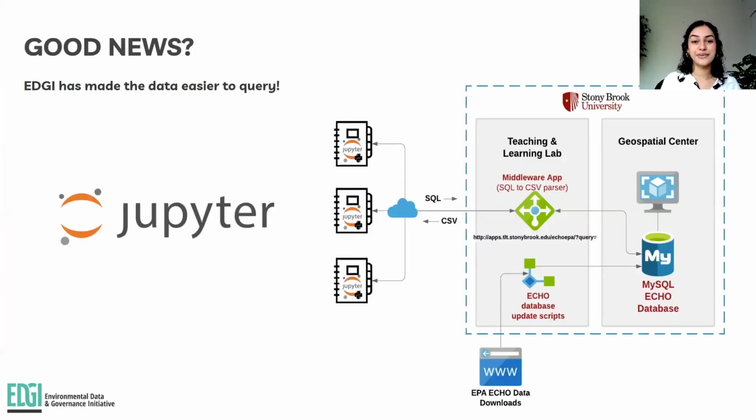So what's the good news? EDGI has made this data easier to query to answer specific questions people and communities might have. All workshops begin by making a customized report on violations, inspections, and enforcement of environmental laws in the congressional district, state, watershed, or city of interest to participants. The reports are based on data from the EPA's ECHO database and are aggregated through our Jupyter Notebooks.